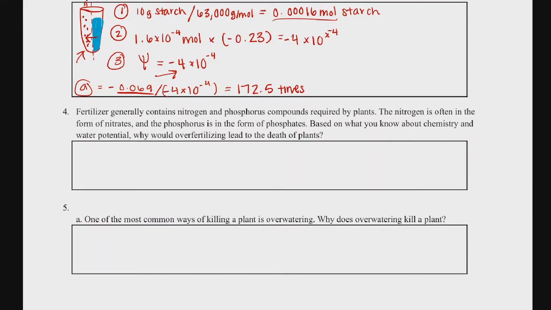So number 4, fertilizer generally contains nitrogen and phosphorus compounds required by plants. The nitrogen is often in the form of nitrates and the phosphorus is in the form of phosphates. Based on what you know about chemistry and water potential, why would over-fertilizing lead to the death of the plants? Adding nitrates and phosphates to the soil, thinking about adding just more stuff and more stuff to it, actually decreases the water potential. So, nitrates and phosphates.